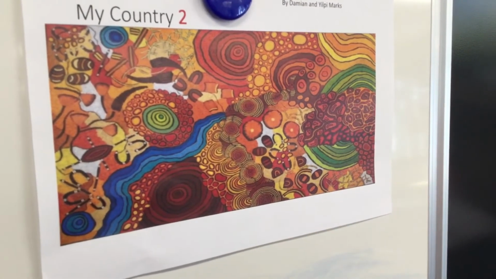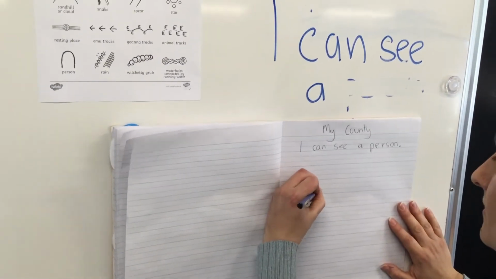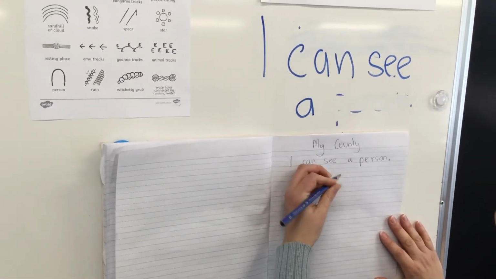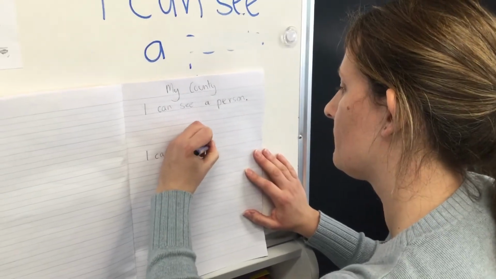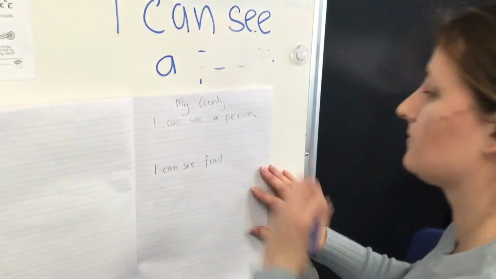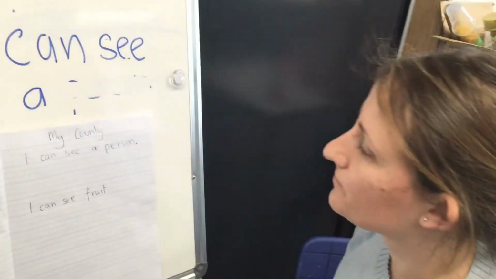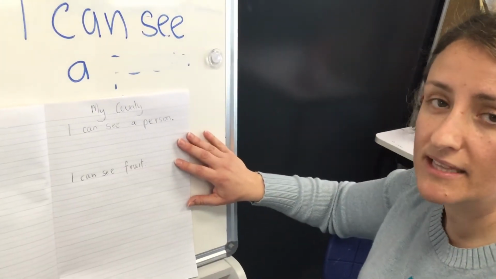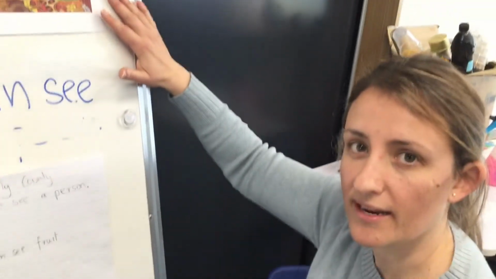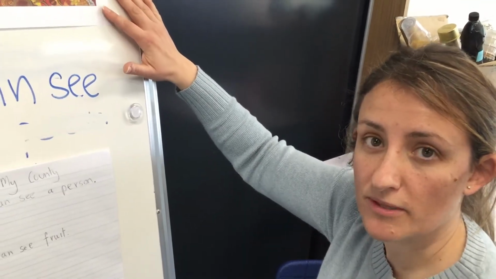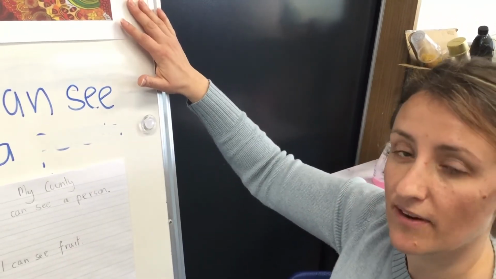I'm going to write that sentence again. I'm going to write, I can see, I think it's fruit. You don't need to write all of the options, just choose one. I can see fruit. I'd like you to find 3 things that you can see in this picture. You might want to pause it now and have an adult or your older brother or sister work with you and identify 3 things.